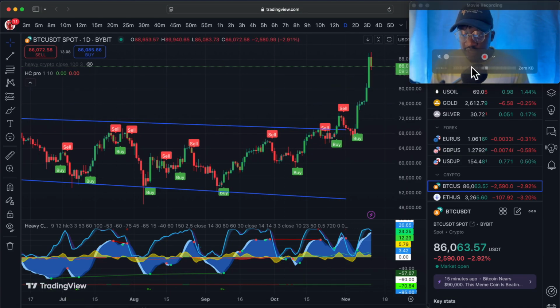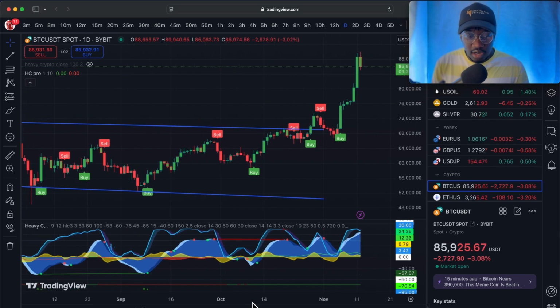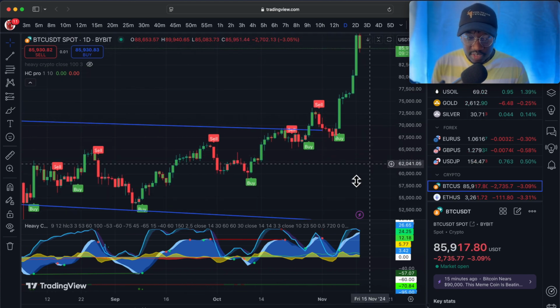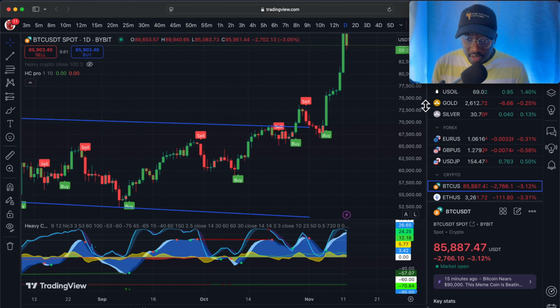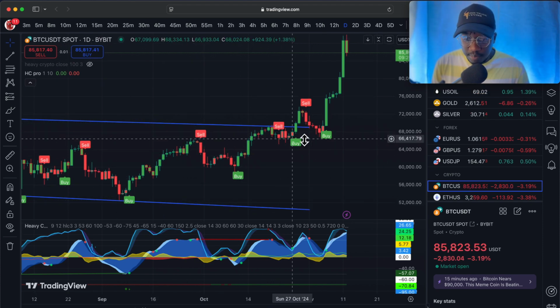Right here you can see that this is TradingView, and these are the tools that I use. For those who don't know what the Heavy Crypto Indicator is all about, this is an indicator that tells me when is a good time to buy and when is a good time to sell. As you can see, it gives me buy, sell signal, buy, sell, buy, sell, buy, sell.